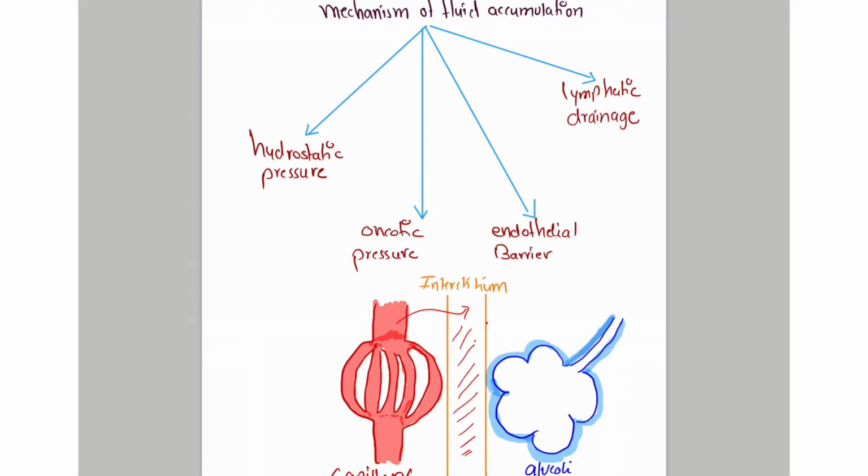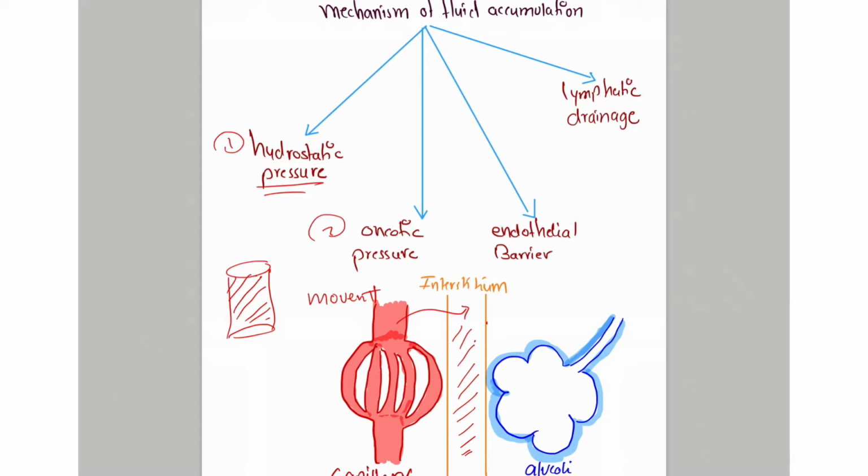يعتمد على عدة عوامل. أولهن هو hydrostatic pressure. شو نقصد بالhydrostatic pressure? It is the pressure of fluid inside a blood vessel or capillary. When hydrostatic pressure increases, this favors the movements of fluid from the capillaries into the interstitium.